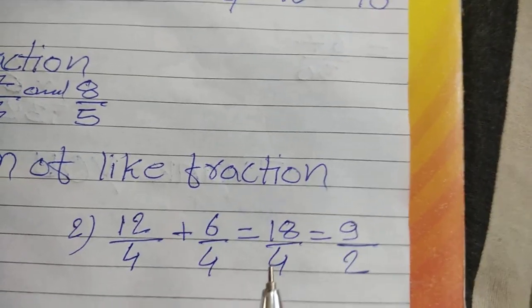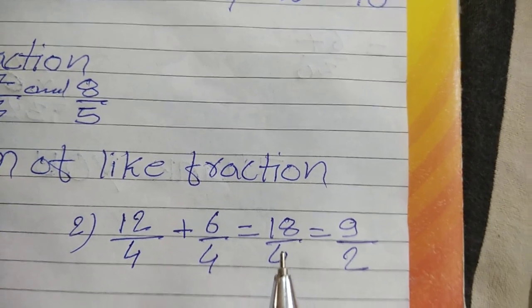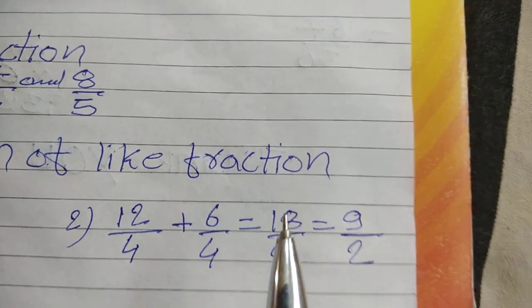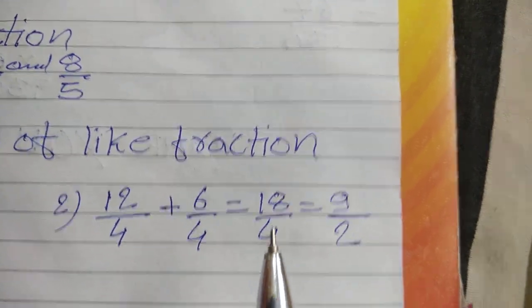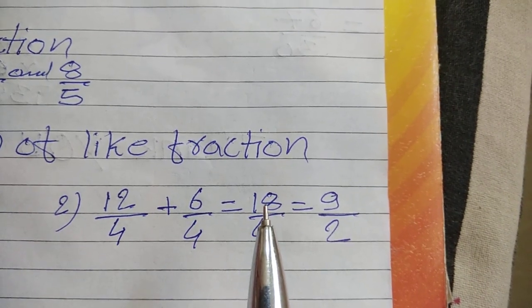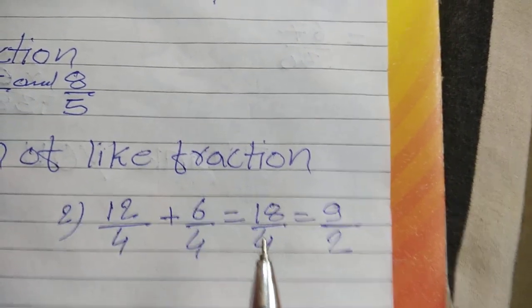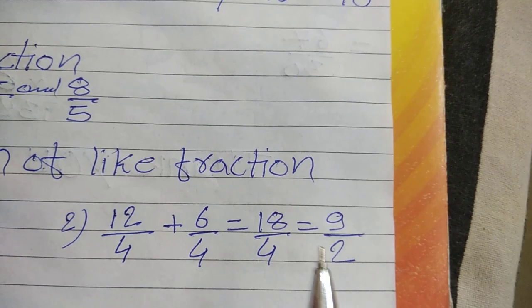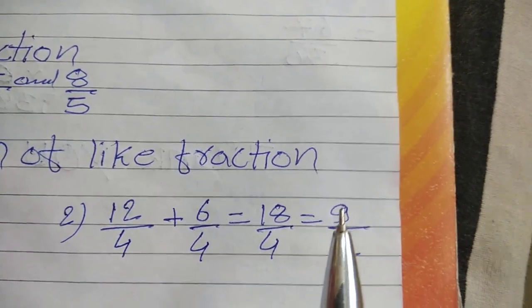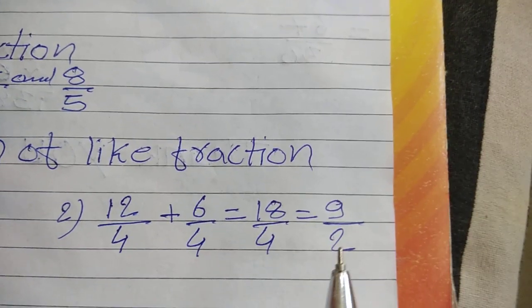But 18 upon 4 can be reduced further. Reduce means you divide by 2. Both the numbers are divided by 2. When both the numbers are divisible by a number, you have to reduce to the lowest form. So here we are doing the lowest form. So this becomes 9, and this becomes 2. So 18 upon 4 when you reduce, the answer is 9 upon 2. Actually, the answer of this question is 9 upon 2.